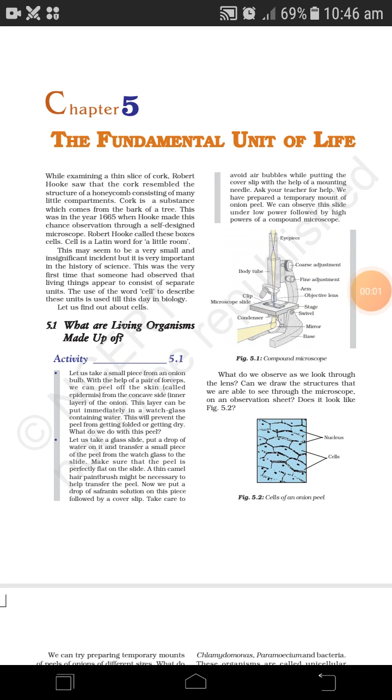Hi students, today we are going to take Chapter 5, The Fundamental Unit of Life. So, I'm going to start reading.